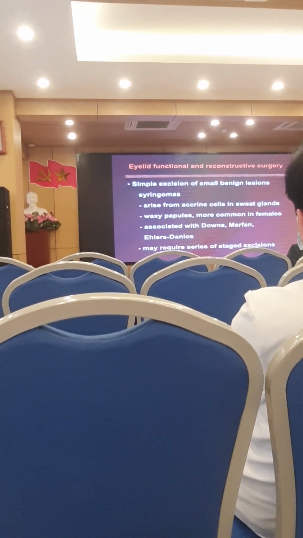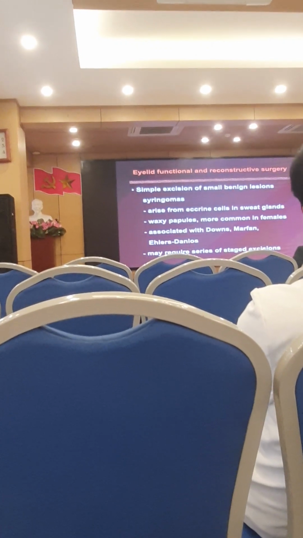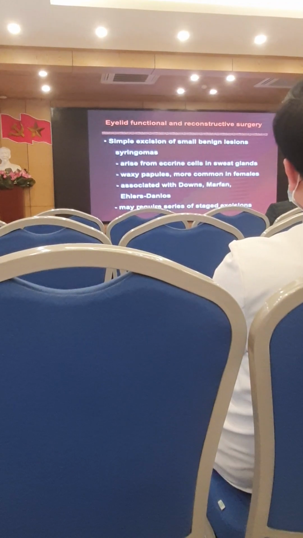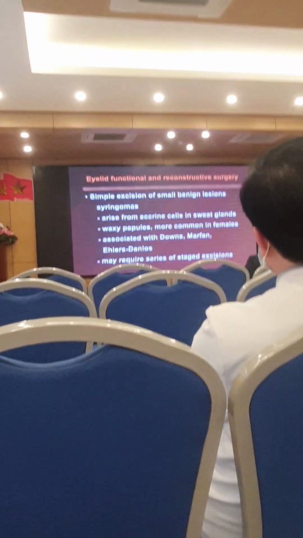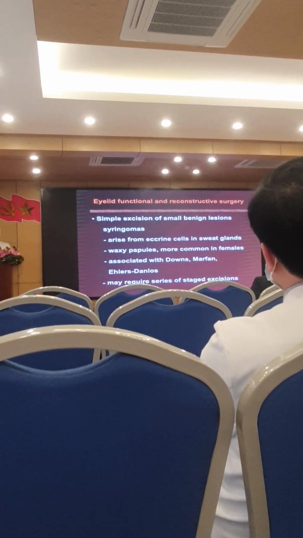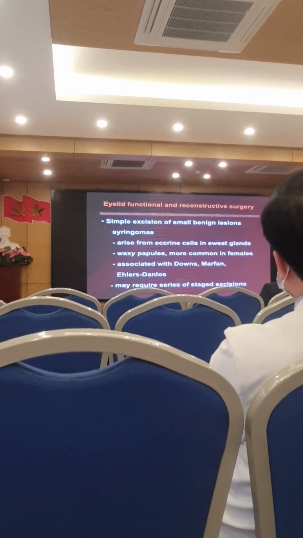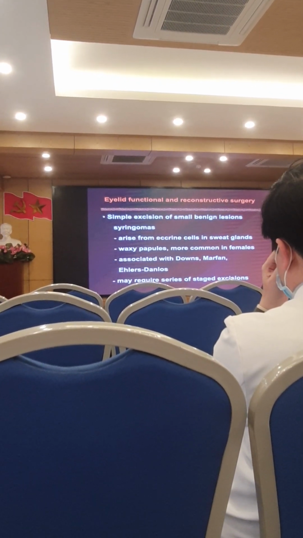Another common lesion is called a syringoma. They tend to be round or oval shaped. They come in clusters. You'll often see them on the medial lower lids and on the cheek area. And these are thought to arise from eccrine cells in sweat glands. They have a waxy appearance. They can be associated with some congenital syndromes.